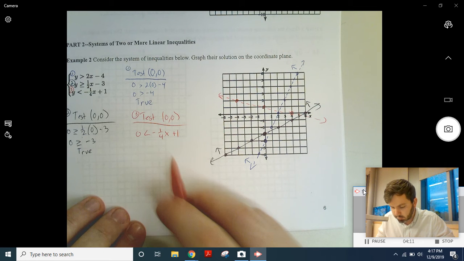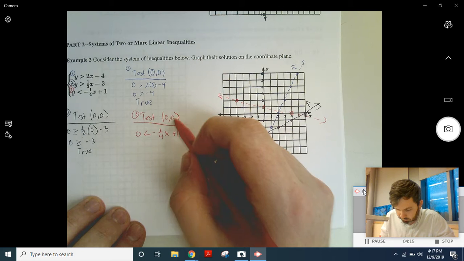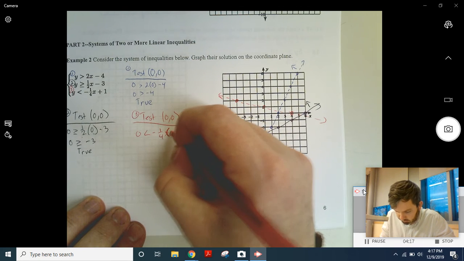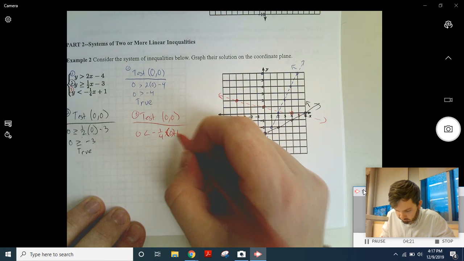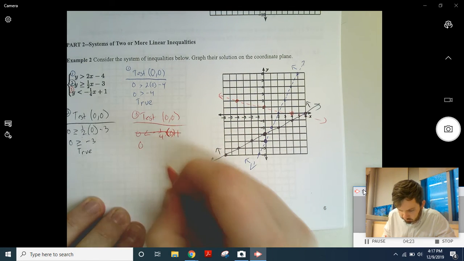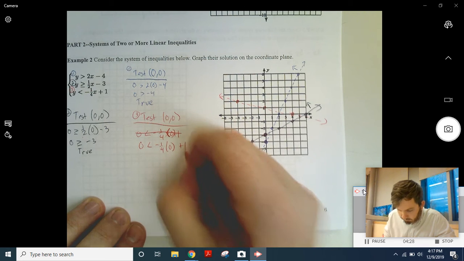I didn't plug in 0 for x, so let's change that. This one needs to be 0. -1/4 times 0 plus 1. I'm going to rewrite it. 0 is less than -1/4 times 0 plus 1.